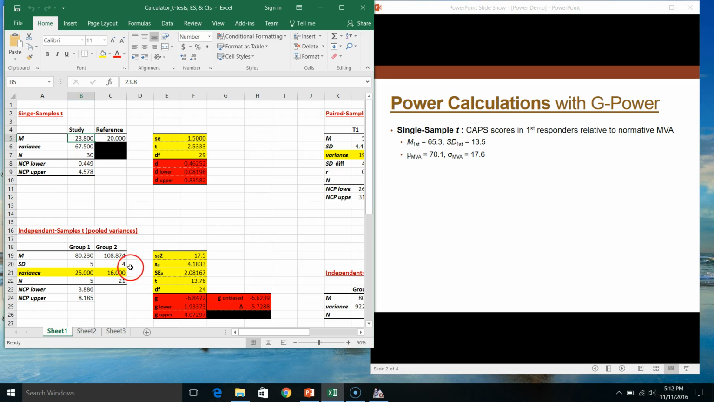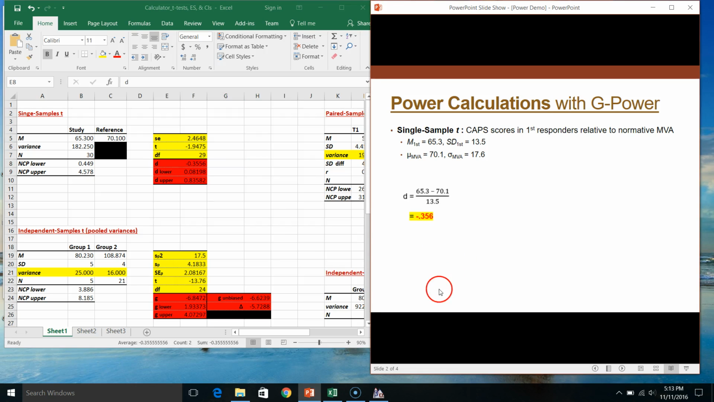In my calculator, what I can do is go through and type in the mean for my first sample, a mean of 65.3. Mean of my second, my reference group, is 70.1. My variance, now here I have standard deviation, but I can quickly take 13.5, and I'm getting that from the standard deviation of my first responder group, and I can take the square of that. It gives me a variance of 182.25. Go down through, and I have my effect size of 0.3556. Now I've got some other stuff going on where I can enter NCPs to get the confidence interval for my effect size. I'll follow up with that in a different video. But for the purposes of just calculating my effect size, boom, there it is.